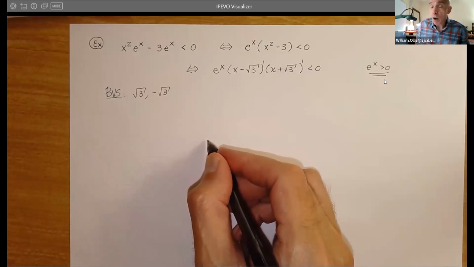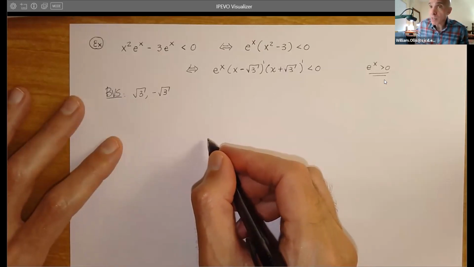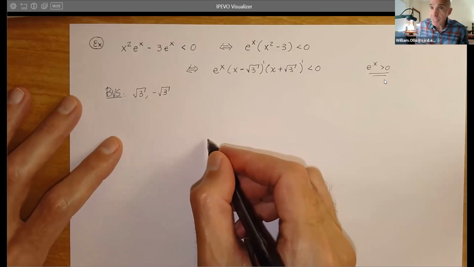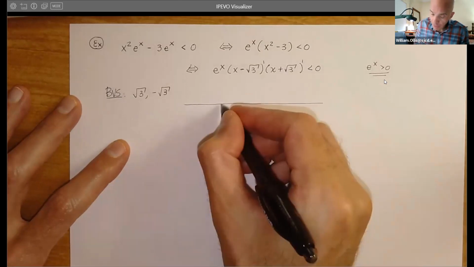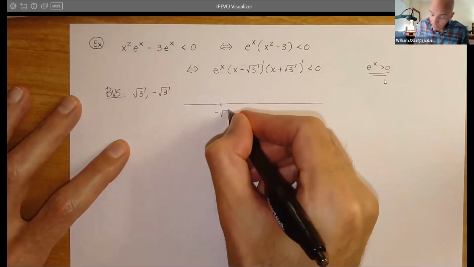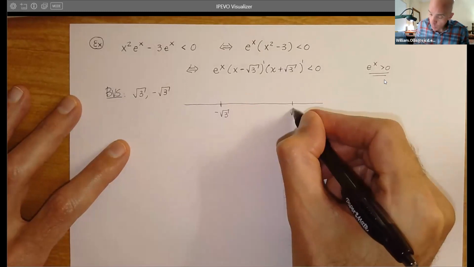It could have all zeros the same, 2 the same, pairs, whatever. You can have all kinds of combinations, but you must count multiplicities, which I've said many times. So now we'll have negative square root 3, and we'll have square root 3.